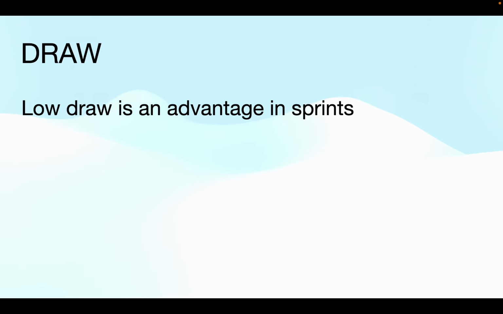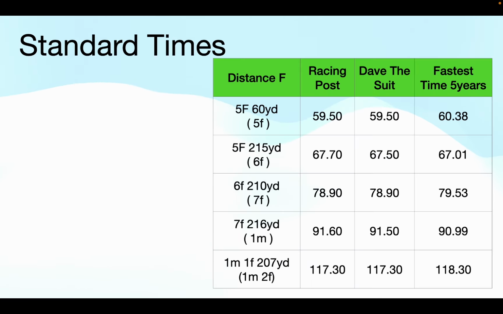The draw. A low draw is an advantage in sprints, but it's more important possibly to lie handy. These are the standard times, Racing Post and my own, and the fastest time in the last 5 years. Notice that the standard times are faster in some cases than the fastest time in the last 5 years. This is owing to the poor quality of the racing at Brighton.